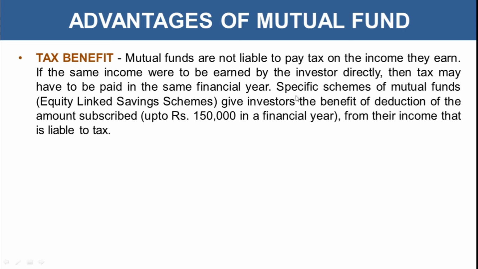Specific schemes of mutual funds like ELSS, that is equity linked savings schemes, give investors the benefit of deduction of amounts subscribed up to Rs 1,50,000 in a financial year from their income liable to tax. So there are many tax saving schemes provided by mutual funds. One such scheme is ELSS, which provides you a tax deduction benefit up to 1,50,000 in one financial year. And thus the mutual fund also provides you with tax saving options.